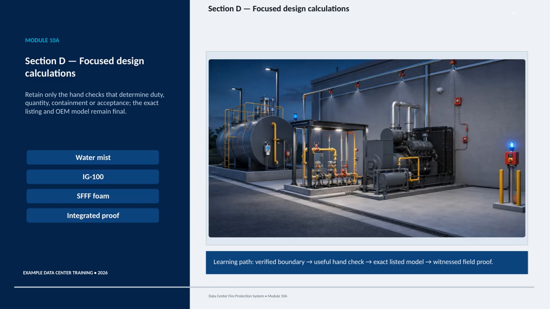Each represents a different part of the fire protection system, but the same discipline sequence applies across them. First, verify the boundary. Then complete the hand check that is genuinely useful for the decision being made. After that, confirm the exact listed model, and finally demonstrate performance through witnessed field proof. The key idea is that focused calculations support verification. They do not replace the final listing or the OEM model. This approach keeps the work technically defensible, easier to review, and aligned with what must ultimately be accepted in the field.